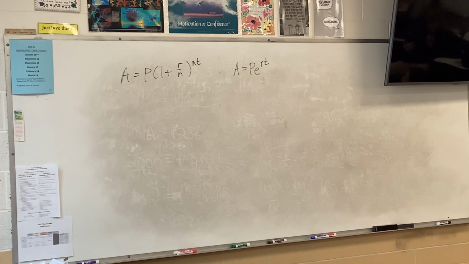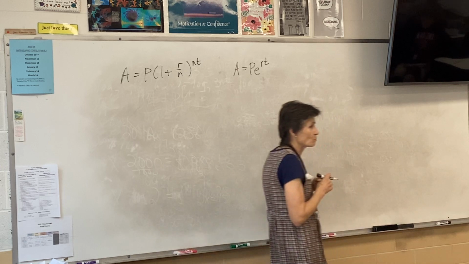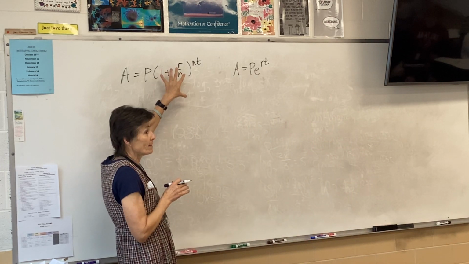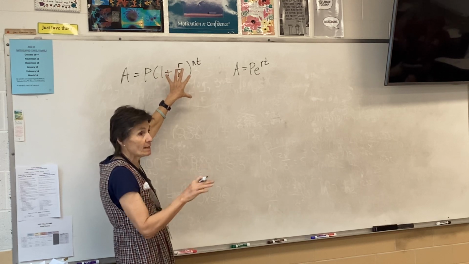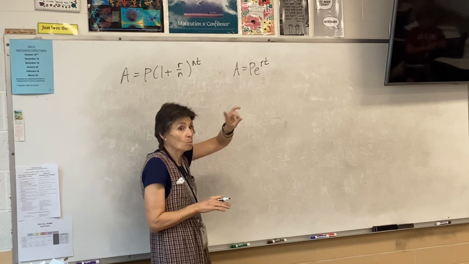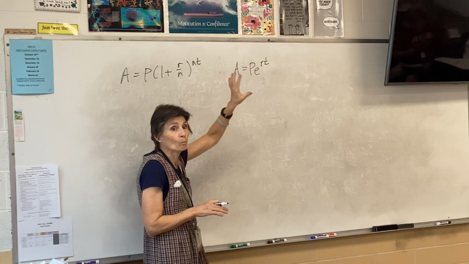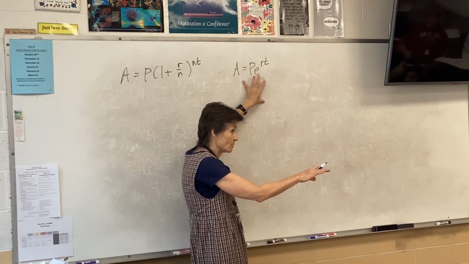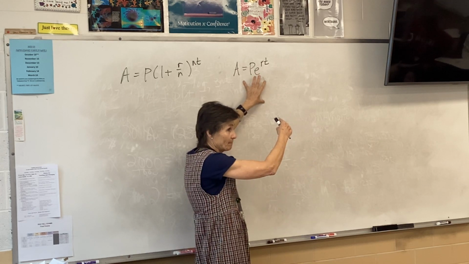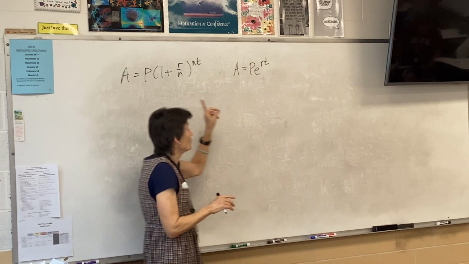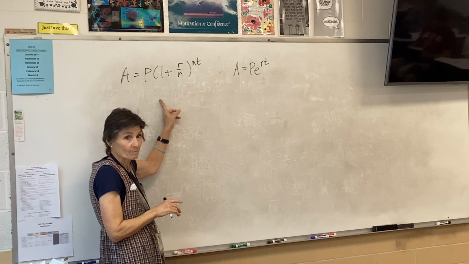Okay, let's review when we use which formula. Who remembers when we use which formula? One is for money only, right? Then the other is for compounded continuous. But there is one money situation where we use this: if it's compounded continuously, we use that. If it's compounded any other way, we use this one.